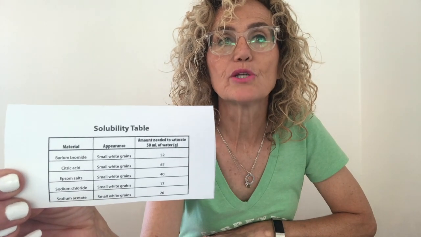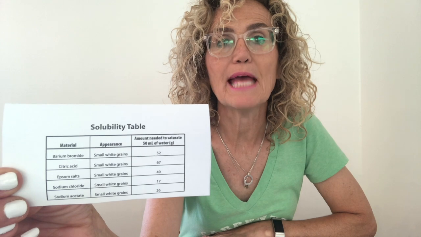Well, I'm going to give you something else that I'd like you to put in your science notebook. I have this little table. It's called a solubility table. And it lists a number of different materials: barium bromide, citric acid, Epsom salts, sodium chloride, which is table salt, sodium acetate, and they all are small white grains. But they all have something that's different about them.